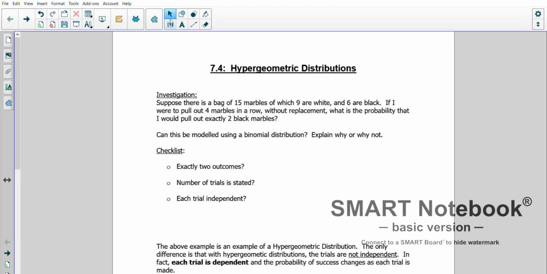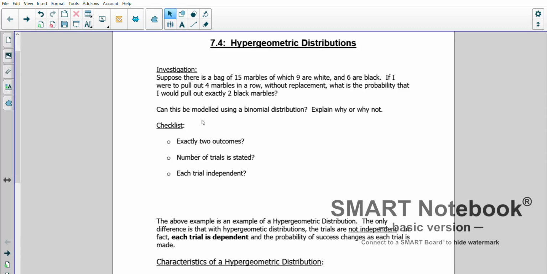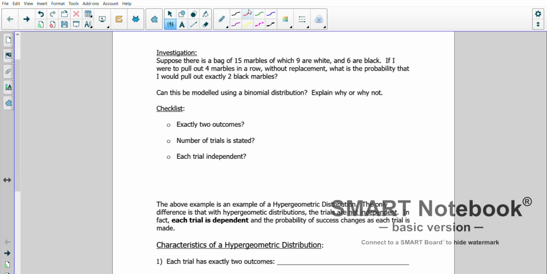Now the good news is if you read this first question with this investigation, you can do this question right now. I could have asked this question on your last assignment and you could have answered it using combinations. Suppose there's a bag of 15 marbles, 9 white, 6 black. If you pull out 4 in a row, what is the probability that you would pull out exactly 2 black marbles? You could do this using combinations. What you didn't know was that this is actually a hypergeometric distribution. I'll explain why.